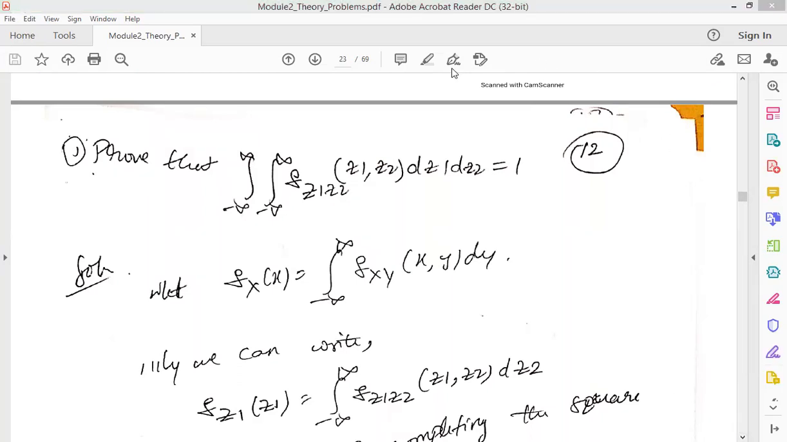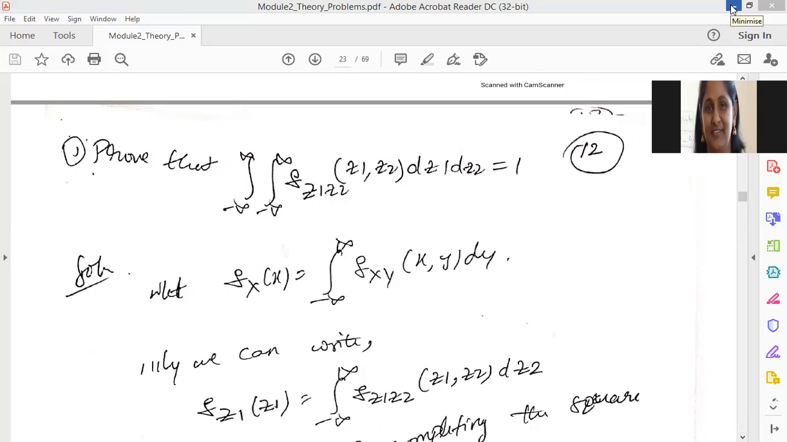I'll just take a notebook and start deriving the equation. I'll just share the screen now. Wait a minute.